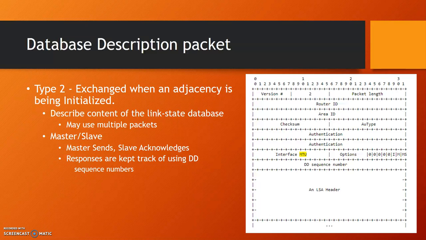So database description packets are type 2 of the types of protocol packets that can be sent. It's basically exchanged when an adjacency is being initialized. It describes the content of the link state database. Sometimes this will take multiple packets to completely describe, and there will be a master-slave relationship. Basically, the master is sending, the slave acknowledges that it received it, and they have a response sequence number to keep track of the information to make sure things aren't happening out of order or packets don't get lost.